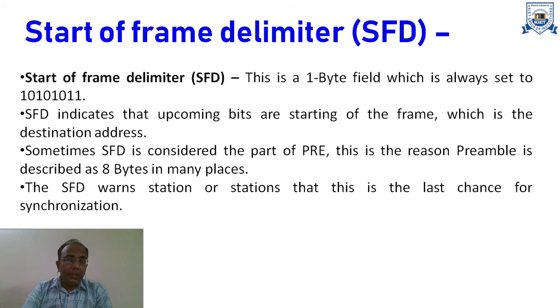The second subpart of our frame is the SFD. The full form is start frame delimiter. This is a one-byte field which is always set to a particular signature. The signature is given here: 10101011. It indicates that the upcoming bits will be the starting bits of the frame. These 8 bits warn the station or stations that this is the last chance for synchronization.